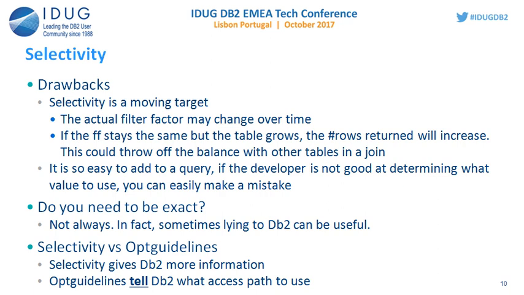An opt guideline is a hint. You are telling DB2 exactly what access path it should use. Should it use this index, that index, do a table scan, nested loop join, hash join? You are telling DB2 what to use. And again, there are times when it's absolutely necessary.